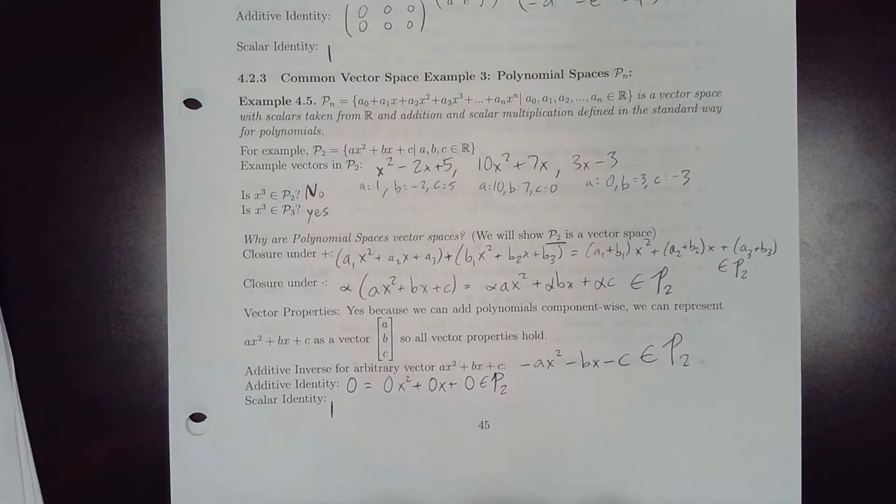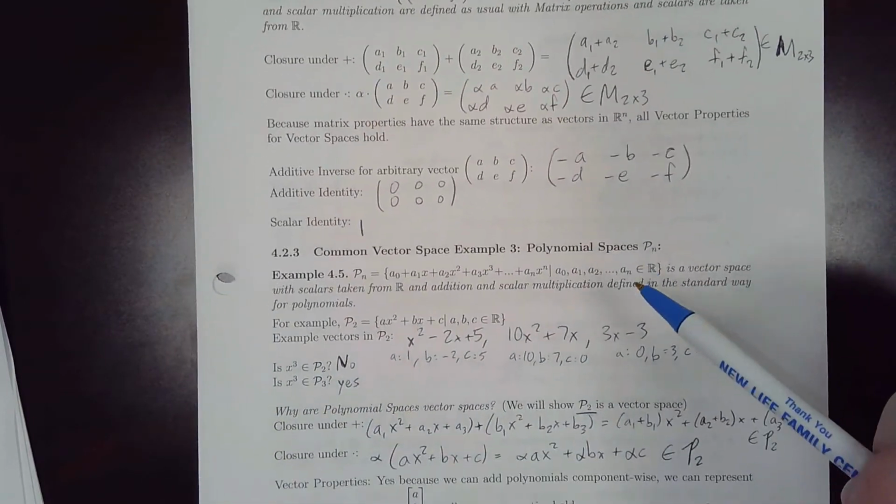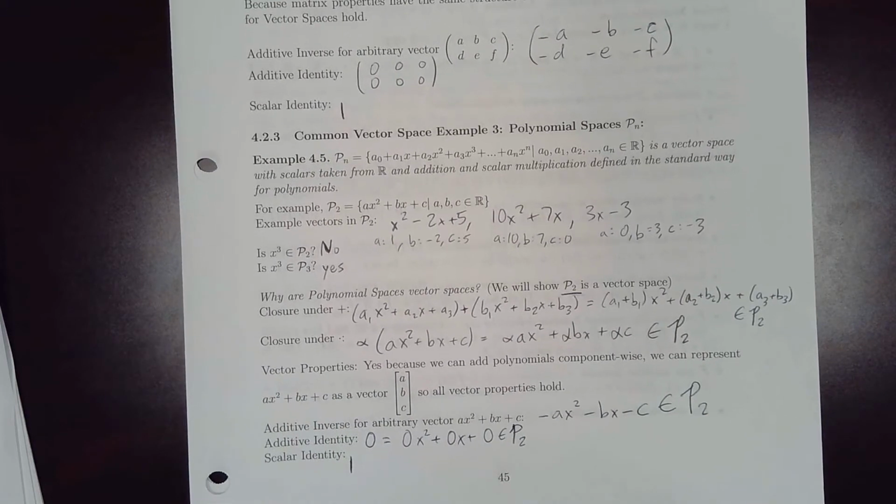Okay, so those are going to be our three main common vector spaces: real valued vectors, Rn, matrices, Mmn, and polynomials, Pn. Now notice in polynomials, the things we're worried about mostly are going to be the coefficients. These x squareds, x's, and whatever the constant term is, are usually just going to be a placeholder for the things we're looking at. That'll be something to keep in mind as we go forward.